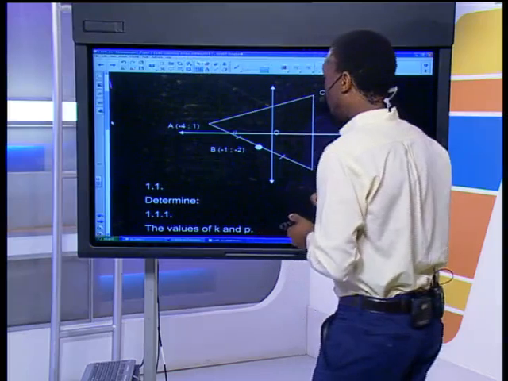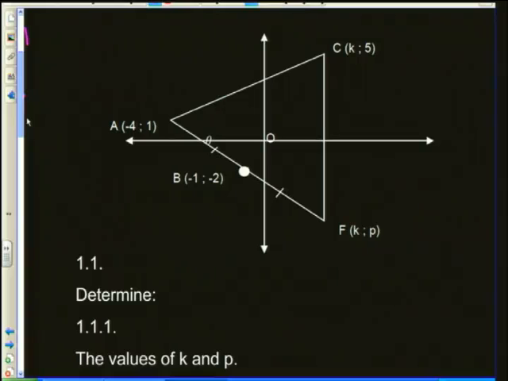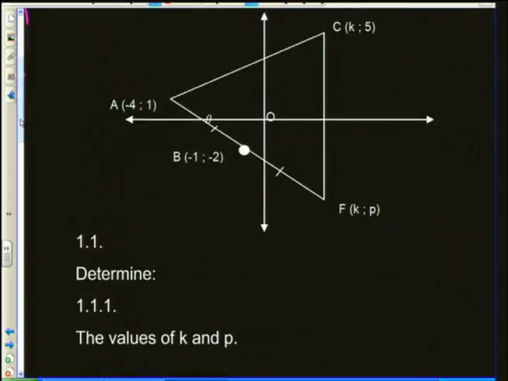Right, so what do we have here? They want us to determine the values of K and P. So what is K and P? K and P are the coordinates of point F. So K will be our x coordinate and P will be our y coordinate. What do we have? We can see that this line AF has been divided into 2 equal parts. The midpoint of the line is B there.